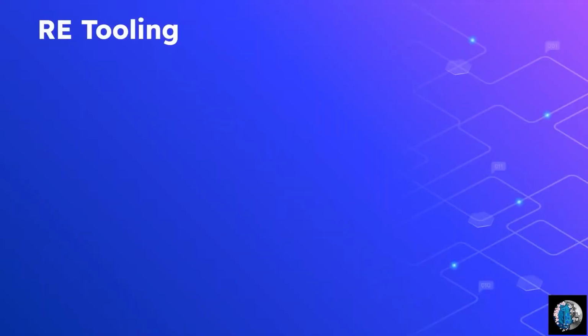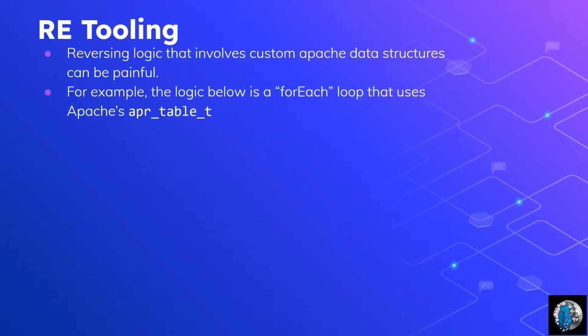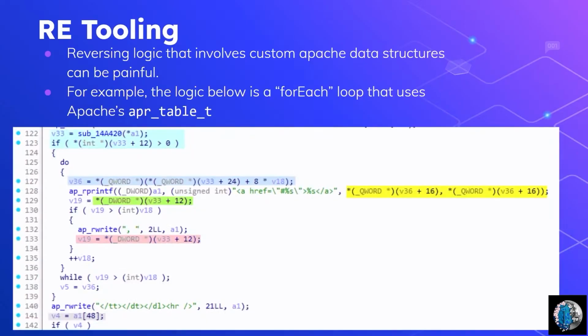The reverse engineering logic that involves custom Apache data structures, specifically Apache, but it can be anything else. Sometimes you reverse engineer a binary that uses a JSON library, and you see random offsets, and you need to go to the sources and understand how the layout is set up. For example, the logic below is a for each loop that uses an Apache APR table.